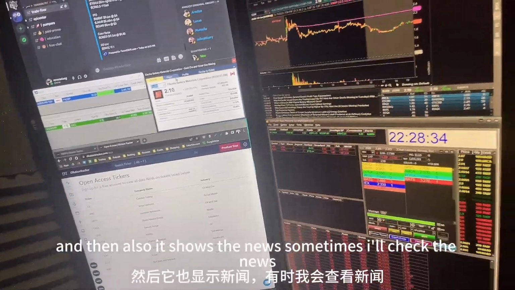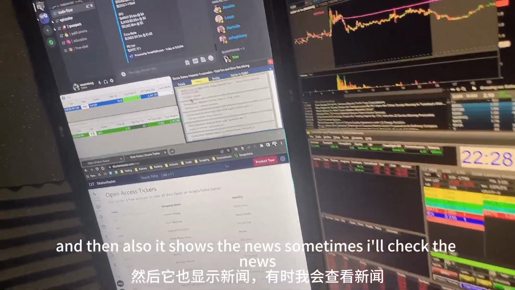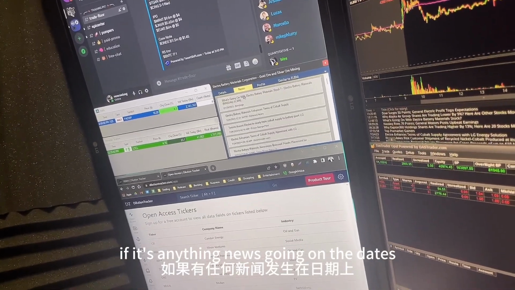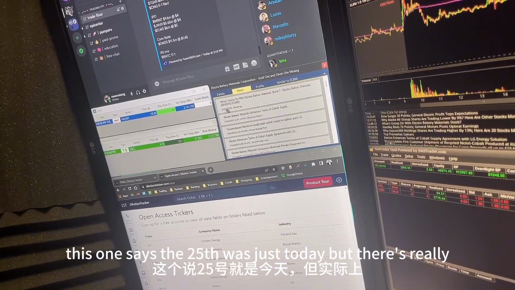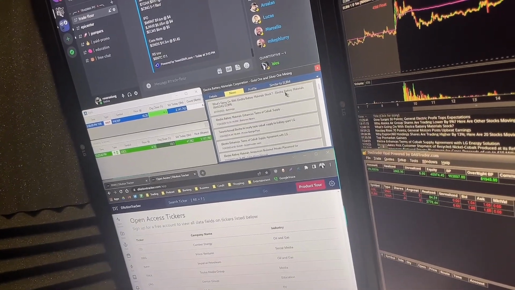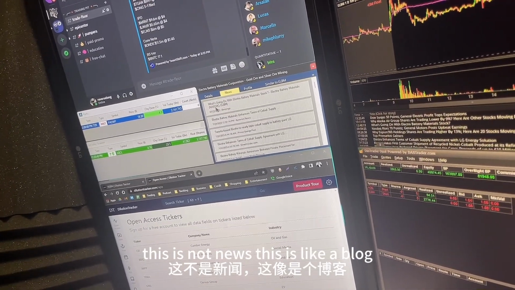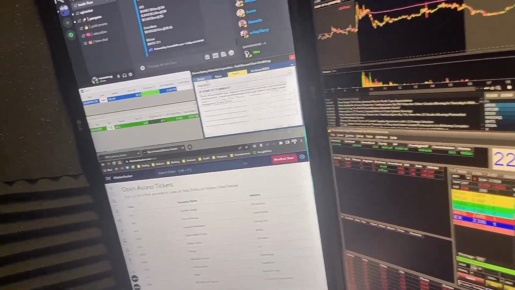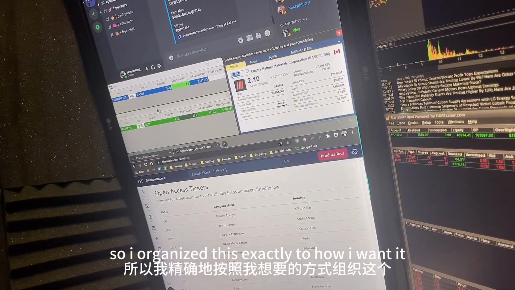And then it also shows the news. Sometimes I'll check if there's any news going on, or the dates. This one says the 25th, which is today, but this is not news. This is like a blog, so it's not any news. I like to see the summary. So I organize this exactly how I want it.